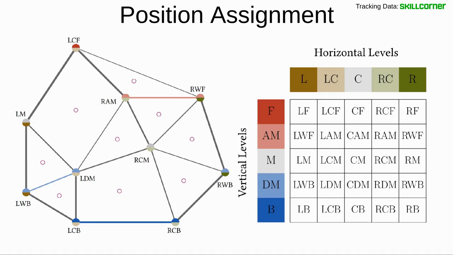So the combination of the vertical colors and horizontal colors for each player in each match frame translates to the position. For example, the player who has been labeled as a right center back, the reason is that he was in the back line, dark blue for the vertical level, and light green for the horizontal level. That translates to the right center back based on this 5x5 matrix.